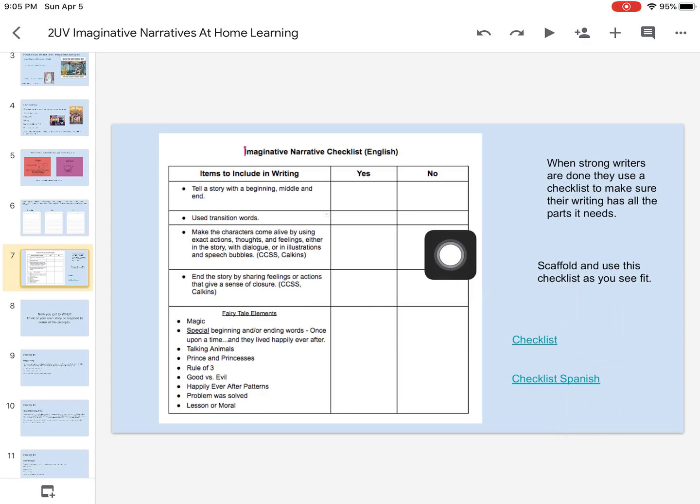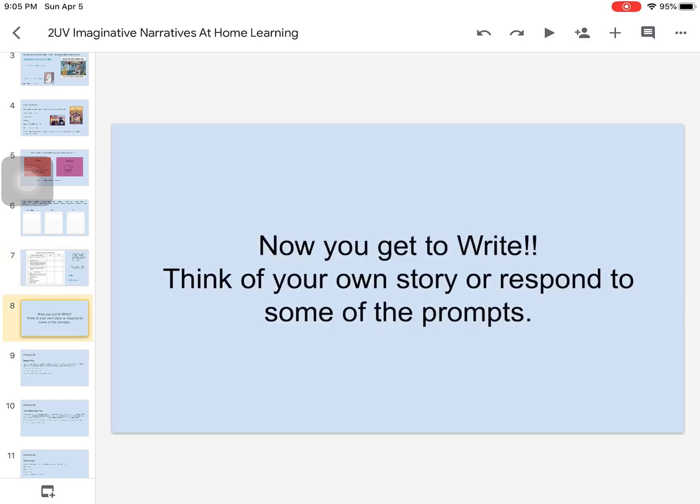writing your story. And here's the checklist in Spanish as well. Please make sure that you are writing in Spanish. If at all possible, you should be doing your writing in Spanish and you should be doing your reading in Spanish. I am only providing these plans in English to help parents that do not speak Spanish at home.